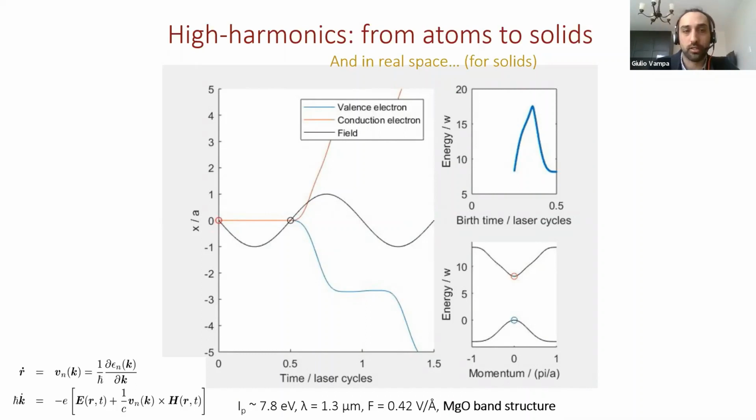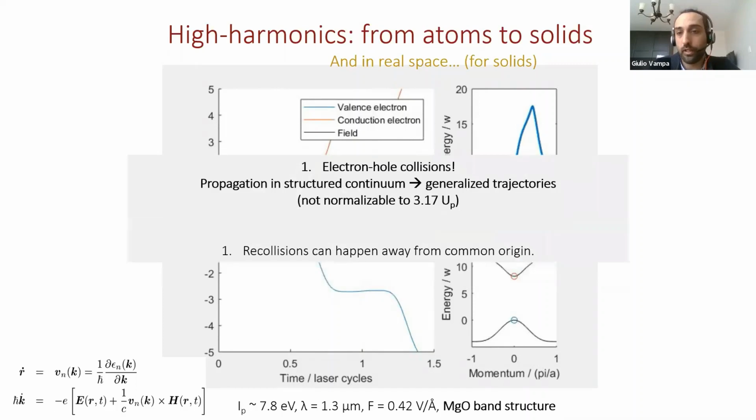But it is not just a generalization, it's not the same as in the gas phase. First of all, the electron can collide with the hole, and it also propagates in a continuum, the conduction band, and the valence band has structure, it's not just a boring dispersion of vacuum. So this leads to generalized trajectories, which you can't just normalize to 3.17 Up, which is the cutoff of gas phase harmonics. Also note, as a side, that all the energies and recollisions are different, and the recollision can happen away from the origin. Perhaps you noted that sometimes the two curves crossed away from zero.